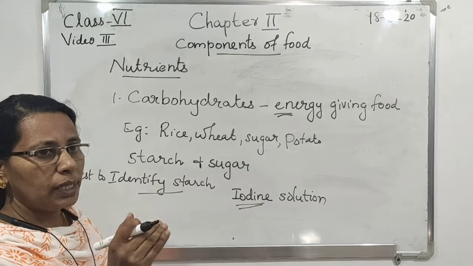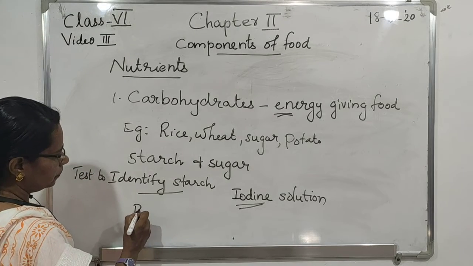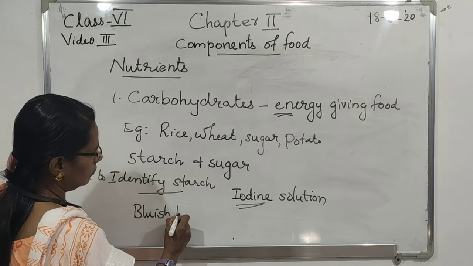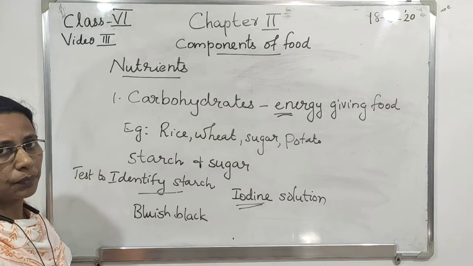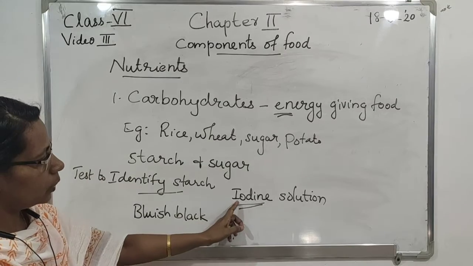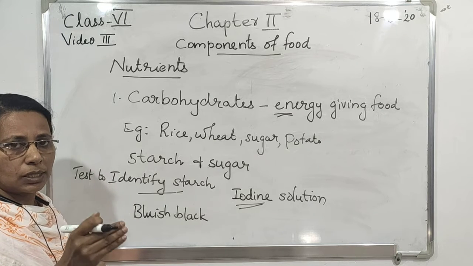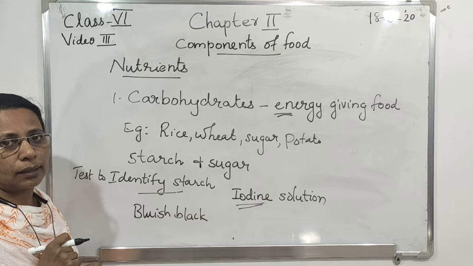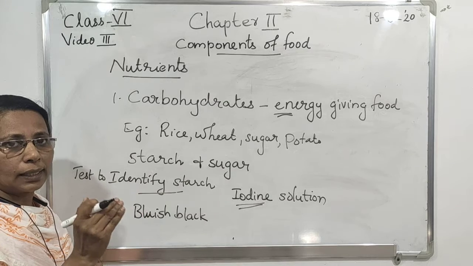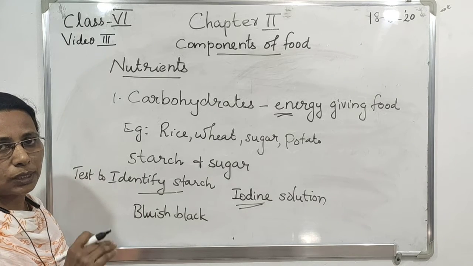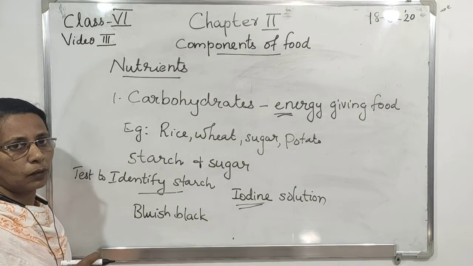A bluish black color indicates the presence of starch in the food item. After adding iodine solution to a small quantity of food item, if the solution shows a bluish black color, we can infer that the food item contains starch. So this is a test to identify starch in the food item.